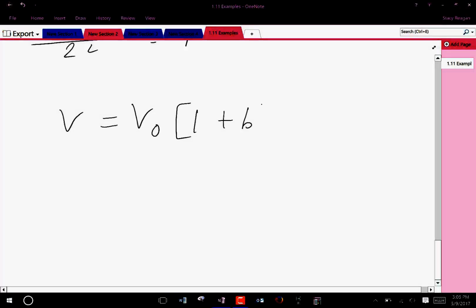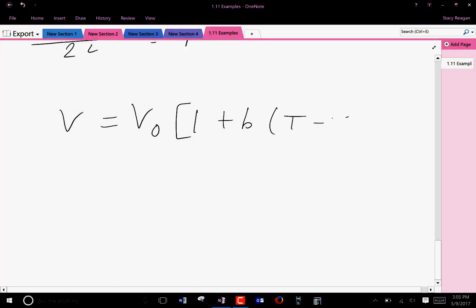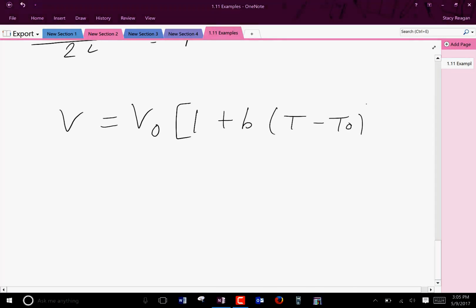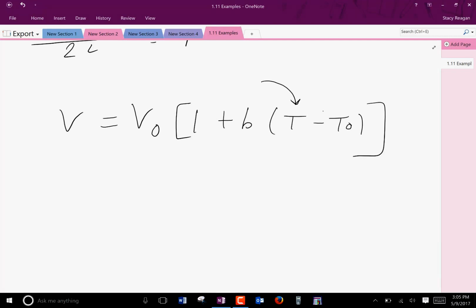It says V equals V sub O times 1 plus little b times t minus t sub o. And the way groupings work is you look at the innermost grouping first. In this case, it tells us that it wants us to solve for, let's see which one it's asking us for, t. And so here's my t that I'm trying to find. So I've got to peel away all these layers until I get to that t.